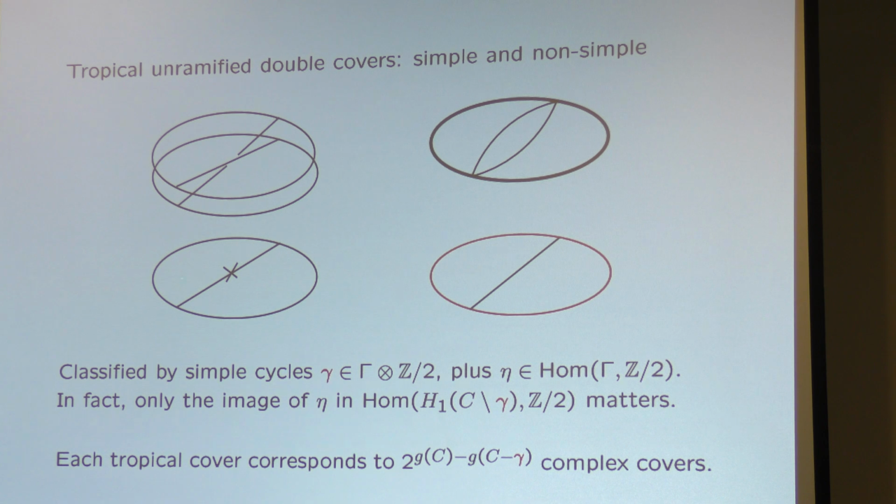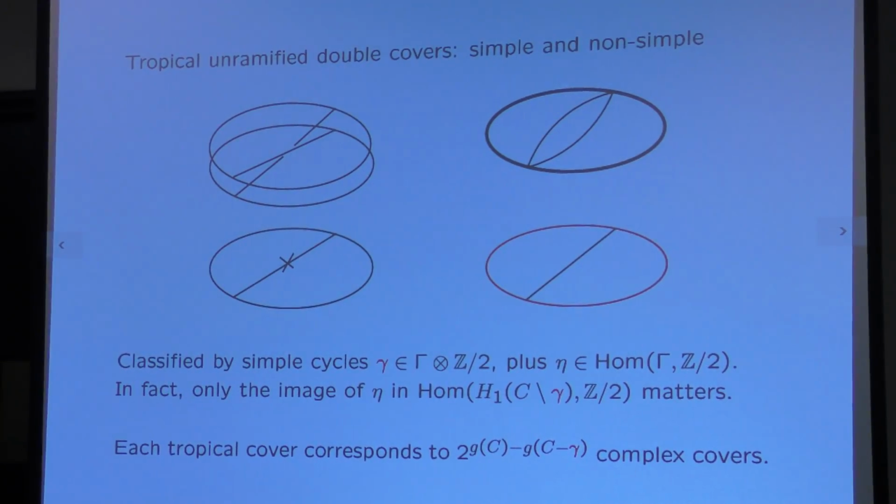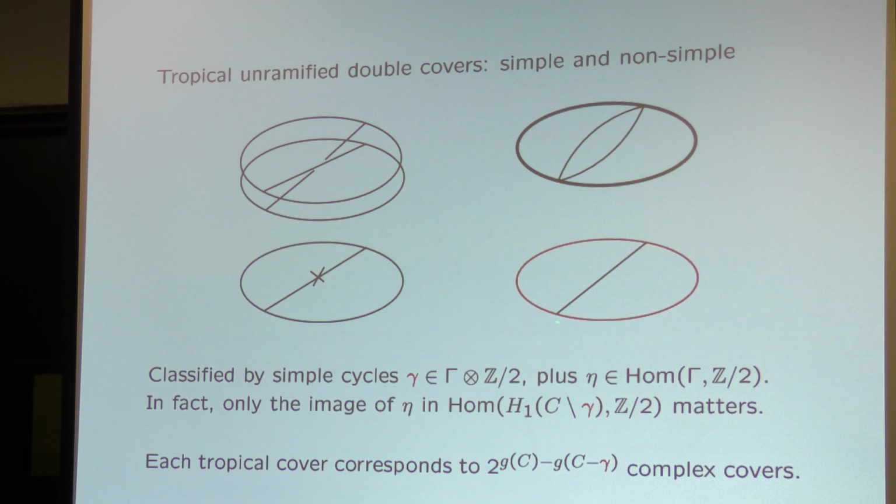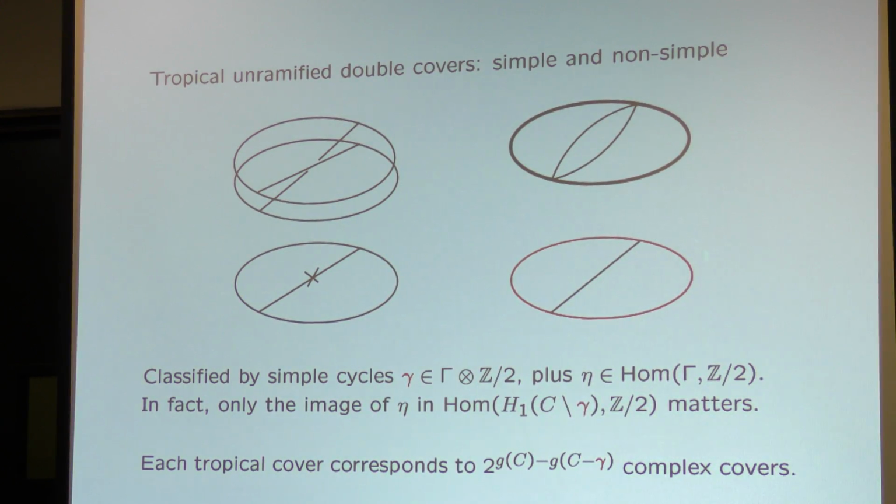But there is also another type, when you have a thick edge mapping just one edge with degree 2. So we can think of this tropical curve as being the base of a fibration by circles, and this thick edge means that every fiber maps 2 to 1 to the circle downstairs. But then the condition is that these thick edges have to form a simple cycle. This is Riemann-Hurwitz, I think, again.